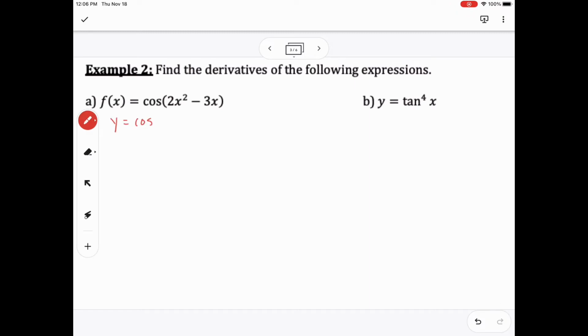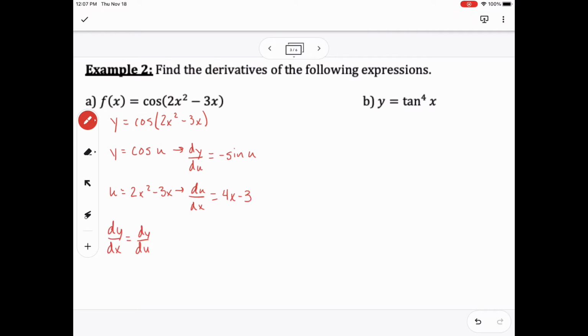So here I'm going to show you what that looks like for letter A. I don't necessarily have to do this, but sometimes it is helpful. So I changed f of x to y to help me out a little bit. So here I'm going to say y is equal to cosine of u, and then dy over du is just negative sine of u, and then the u portion is the 2x squared minus 3x. That gives me 4x minus 3. So now once I have those two derivatives, I actually multiply them back together to create my derivative overall.